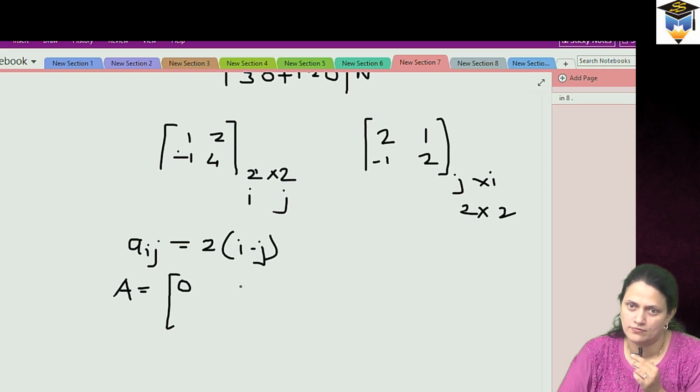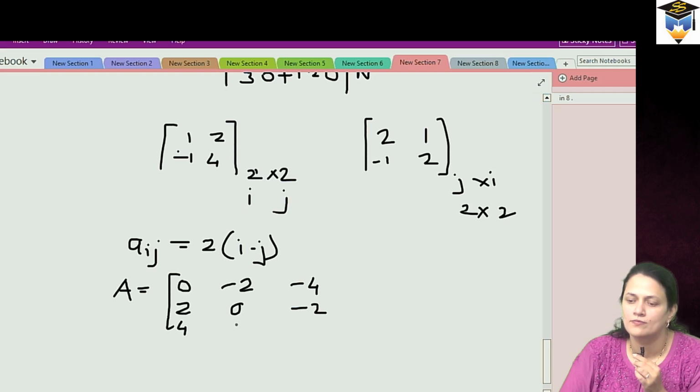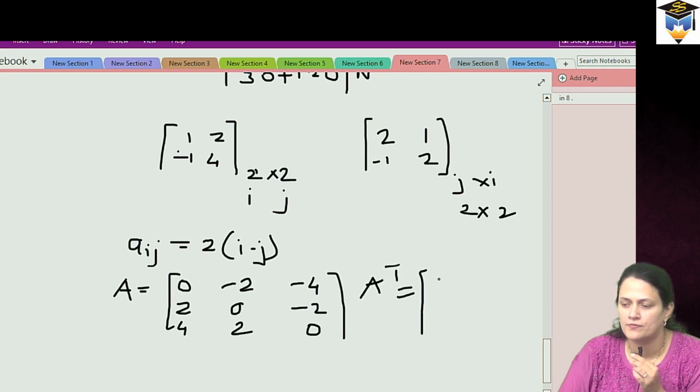A12. A13. A21. Plus 2. 2 minus 1, no? 2 minus 2, 0. 2 minus 3, minus 2, correct. And the last would be A31, 3 minus 1, 4. 3 minus 3, 0. So now find out the transpose of this. So 0, 2, 4, minus 2, 0, 2, minus 4, minus 2, 0.